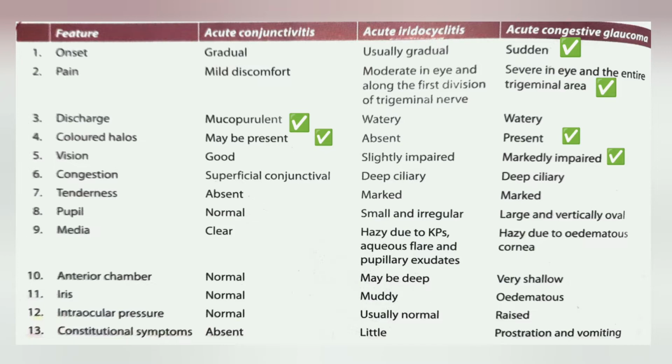In conjunctivitis, the iris is normal. In iridocyclitis, it is muddy, whereas in congestive glaucoma, it is edematous. Intraocular pressure is raised in congestive glaucoma and normal in the rest. Constitutional symptoms or associated symptoms are seen in congestive glaucoma, which is prostration and vomiting. In others, there is absence or even little presence in iridocyclitis.